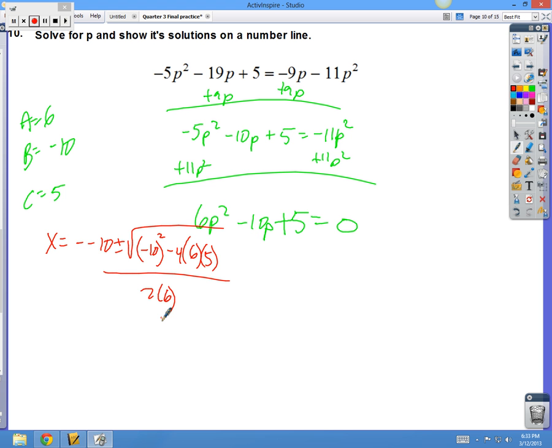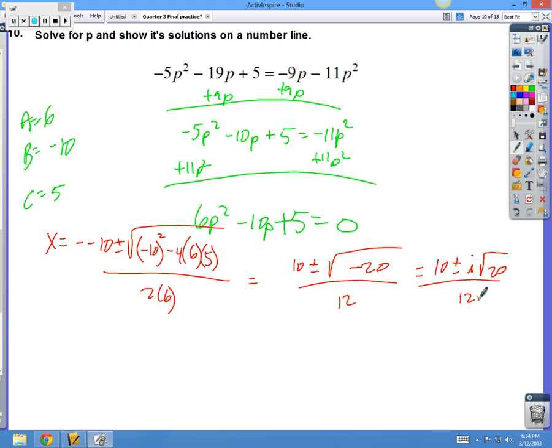Okay, now this is going to clean up to give you 10 plus or minus the square root of, if I put all this in the calculator, so I'm going to go parentheses, negative 10 squared minus 4 times 6 times 5, negative 20, and on the bottom I got 12. The negative 20 is going to be an imaginary number, so take that out. So it's going to be 10 plus or minus an imaginary times the square root of 20 over 12.